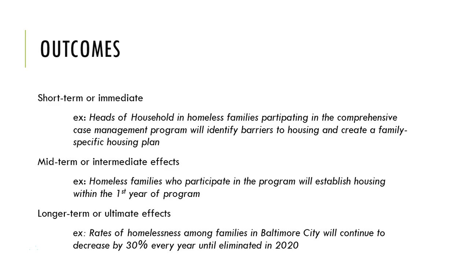In midterm or intermediate effects, you're taking that a little bit further out and saying something like the homeless families who participate in the program will establish housing within the first year of the program. And then longer term or ultimate effects are that rates of homelessness among families in Baltimore City will continue to decrease by 30% every year until eliminated in 2020. So the goal is still elimination of homelessness by 2020. The outcome is a step closer to concrete and saying, we know that if our organization does these activities, we will be able to reduce the rate of homelessness by 30%.